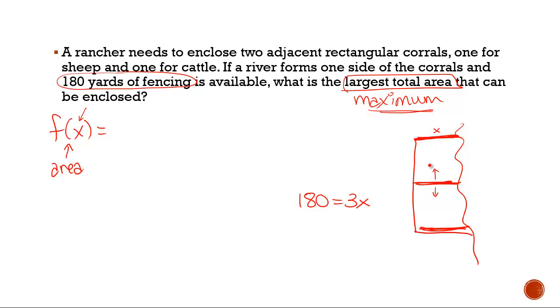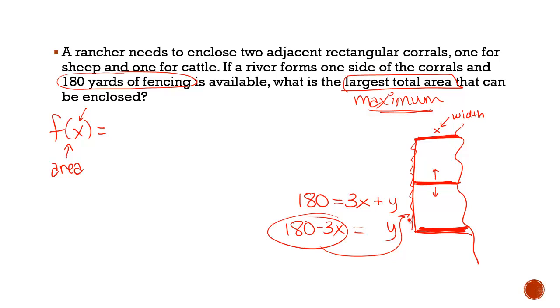We'll have 3x that need to form the width, but then we also have this other amount. So what do we call that other amount? It'll be, say, plus y. So y will equal 180 minus 3x. So now we have our width of x, and our length of 180 take away 3x because of the other three sides. This other side is a river, so we don't need to worry about it. The cattle are not supposed to cross the river.